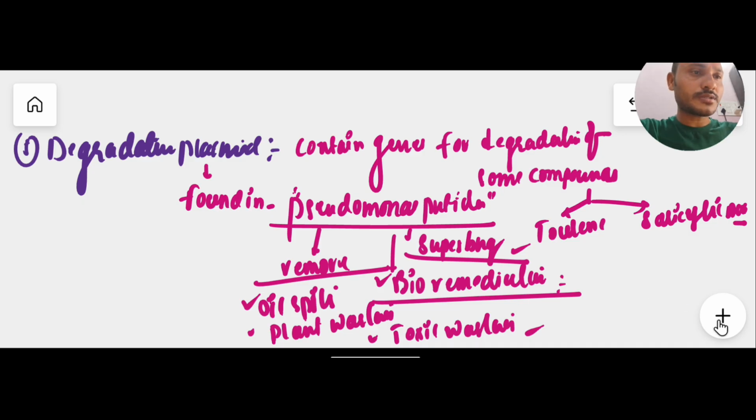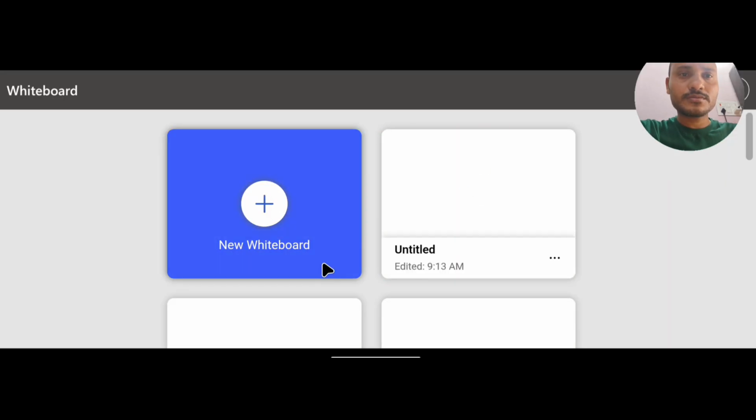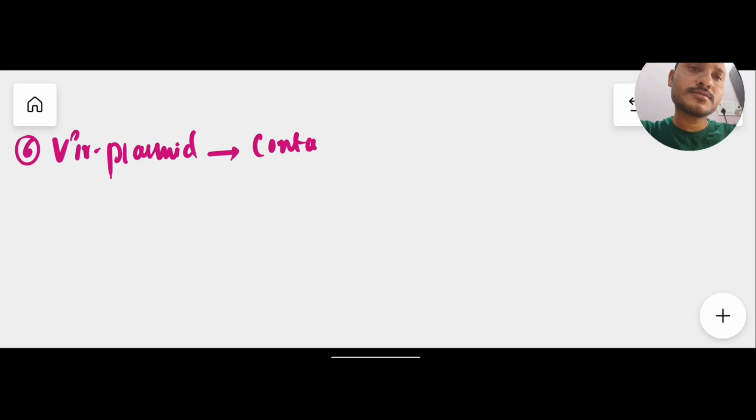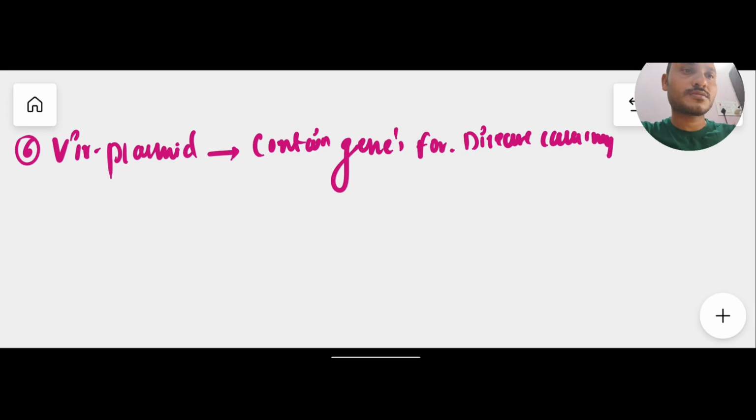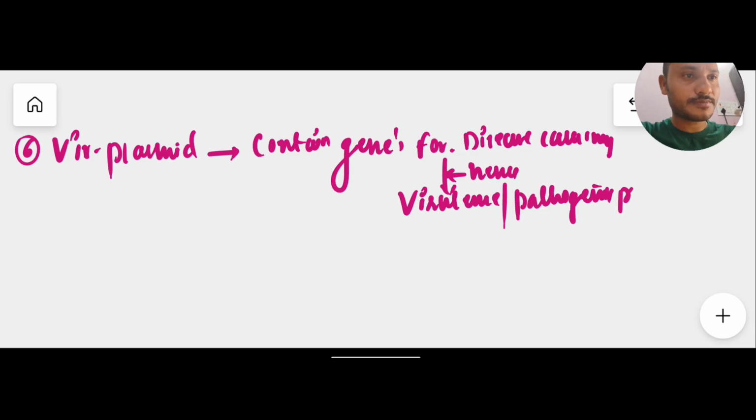Right. And the last and most important, the sixth one, the virulence plasmid. This plasmid contains genes for disease causing. Hence it is known as the virulence plasmid, or pathogenic plasmid, or disease causing plasmid.